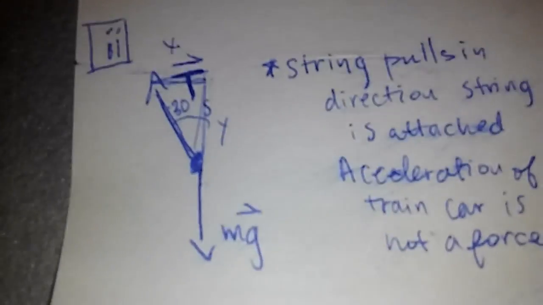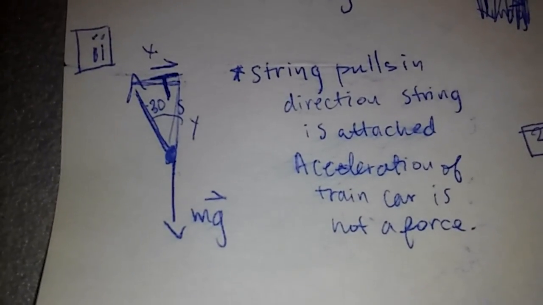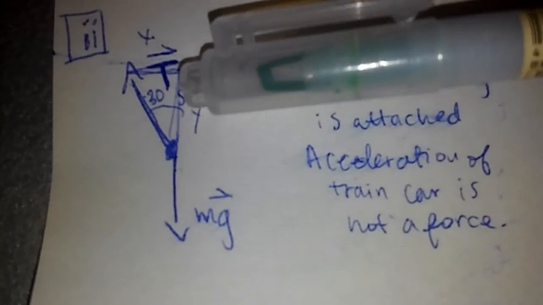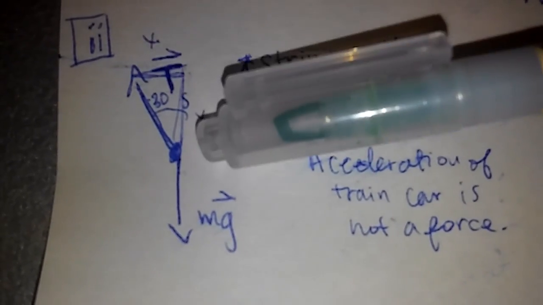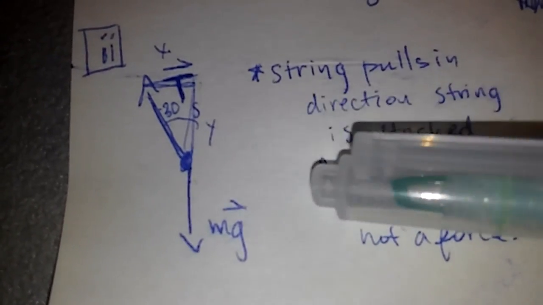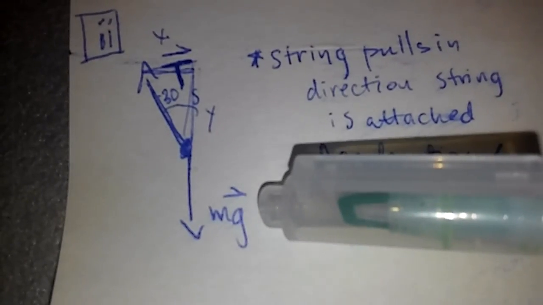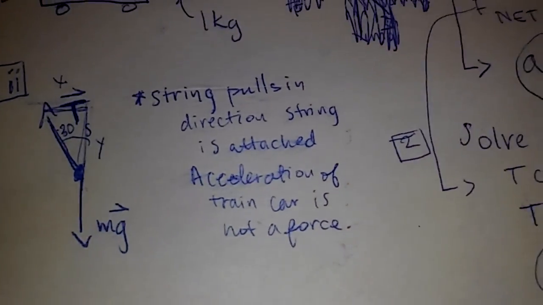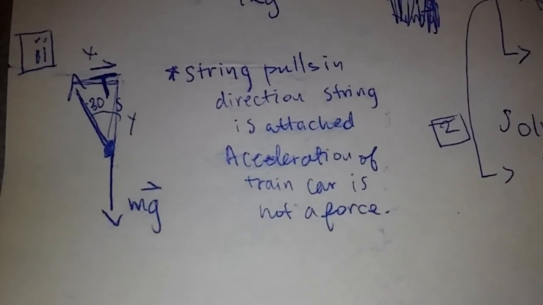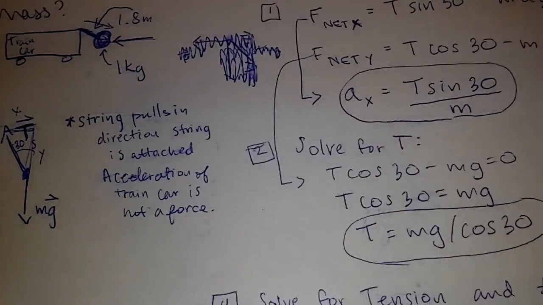So this is the free body diagram, and I wanted to be clear that the only forces on this mass are the string that it's attached to the car with, so the force in the direction of the string, and then the long-range force, which is gravitational force. And acceleration is not a force, it's just something I included in my free body diagram for the standard. So, okay.